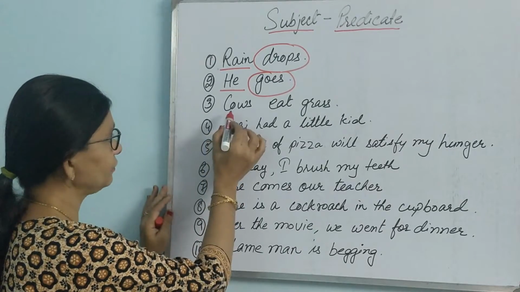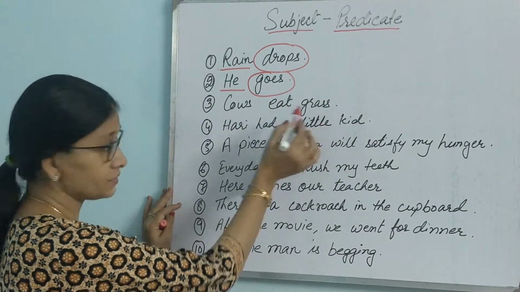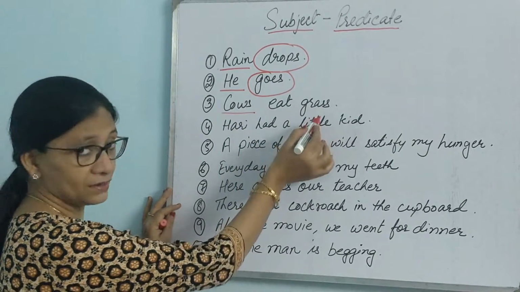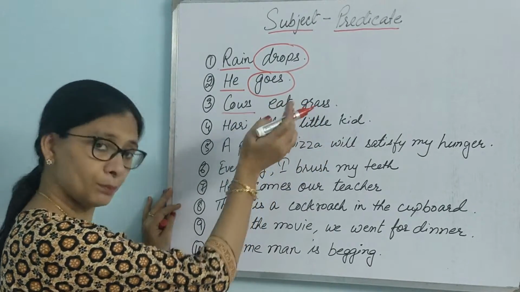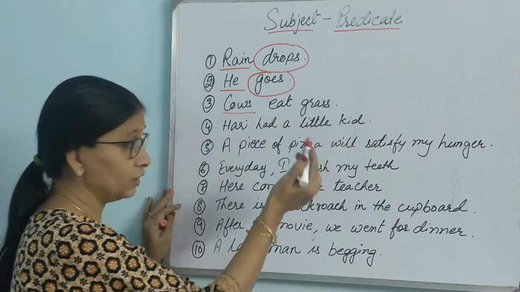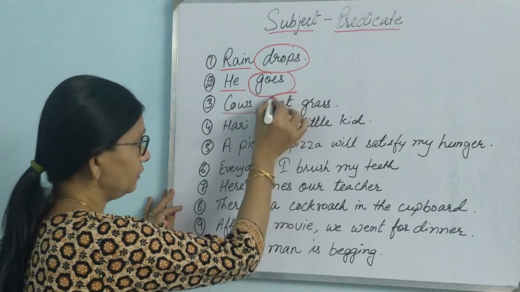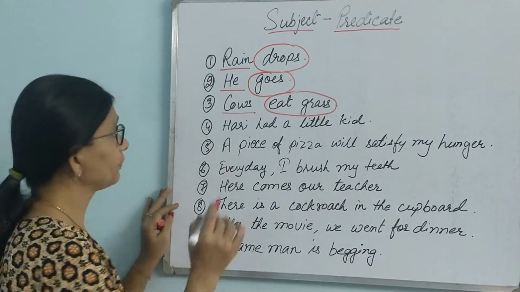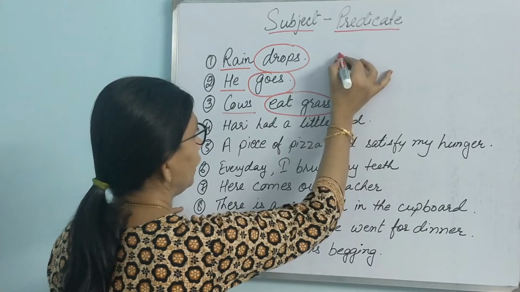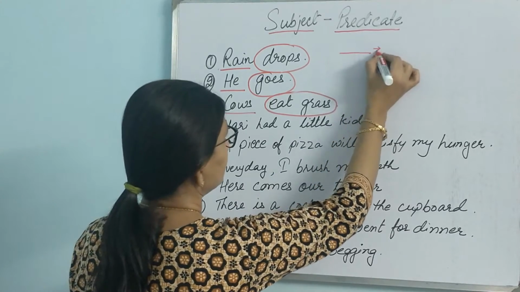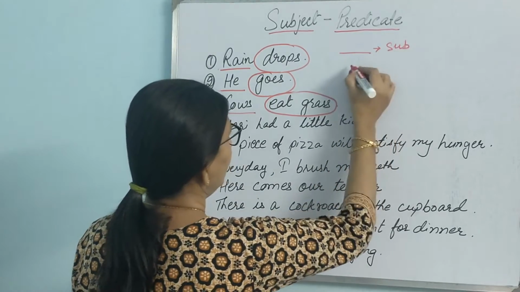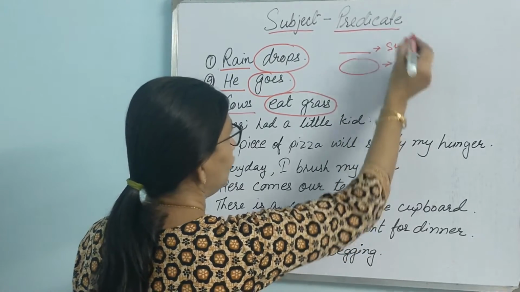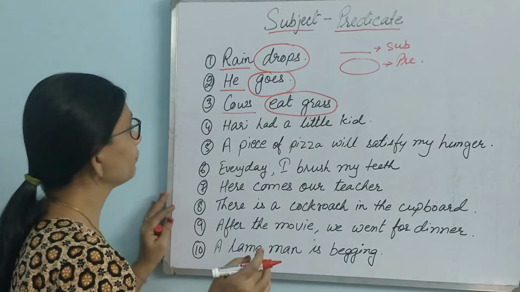Third sentence says, cows eat grass. So, cows is the subject. As I told you, the predicate can be a verb or a verb plus some words, so it will be the entire thing. Eat grass is the predicate. Let me just write it down here. This says subject and this is predicate. I hope you can understand. I am just writing small.